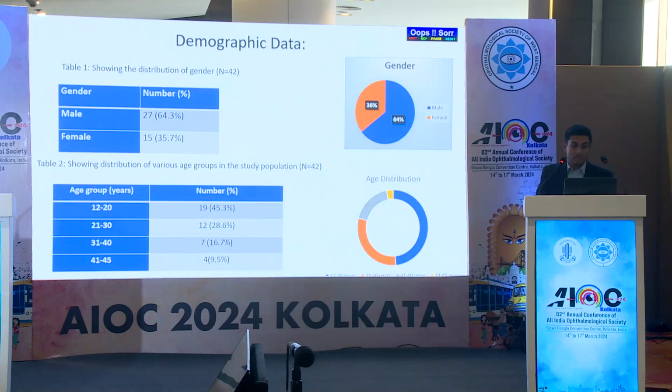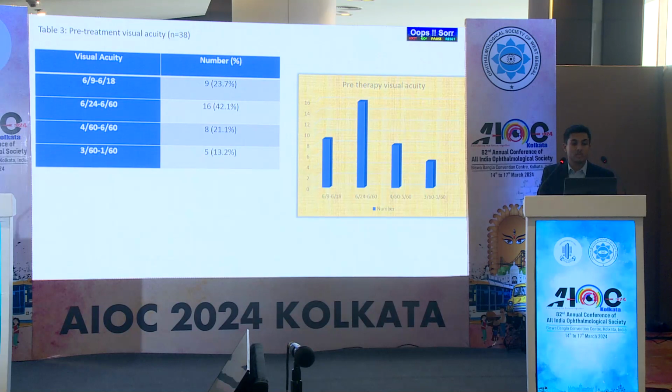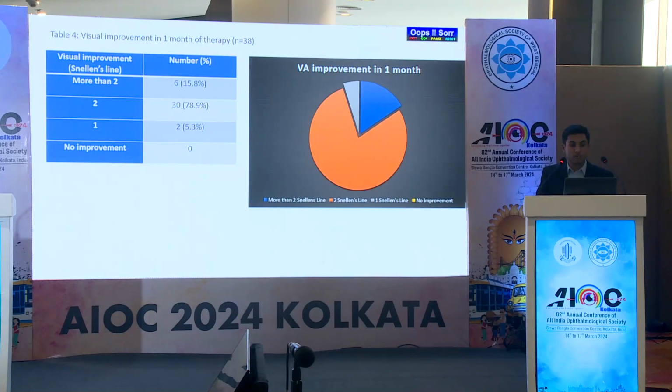Results: males were 64% and females 35.7%. This was the age distribution in the study. This was the pre-treatment visual acuity. Most of the subjects were between 6/24 and 6/60. Visual improvement within 1 month of therapy was seen as 2 Snellen's lines of improvement. At least 2 Snellen's lines of improvement was seen in 78.9%, while none of the subjects showed no improvement.